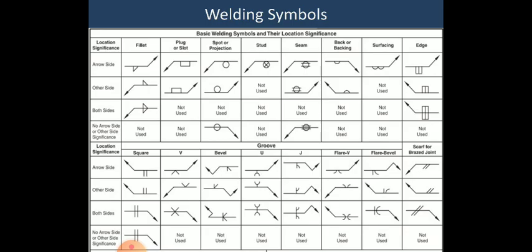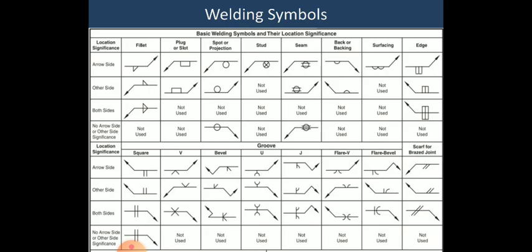So these locations are showing arrow side, other side, both sides, no arrow side. The arrow side in the location significance is the bevel, U grooves, V grooves, J grooves. So these all are used. These are the basic details of the symbol that are utilized. You can find more about this particular symbol on the internet as well. You will get more and more data on how this symbolization is to be generated.